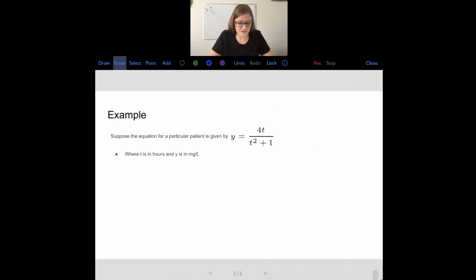Suppose the equation for a particular patient is given by y equals 4t over t squared plus 1. So we've got the rational equation, with polynomials in the numerator and denominator. t is the hours since the dose. So 1 hour later, t would be 1. 3 hours later, t would be 3. And y is in milligrams per liter, and that's the concentration of the dose in the bloodstream.